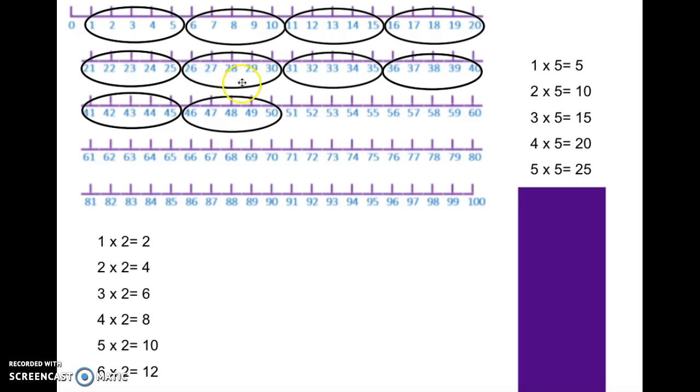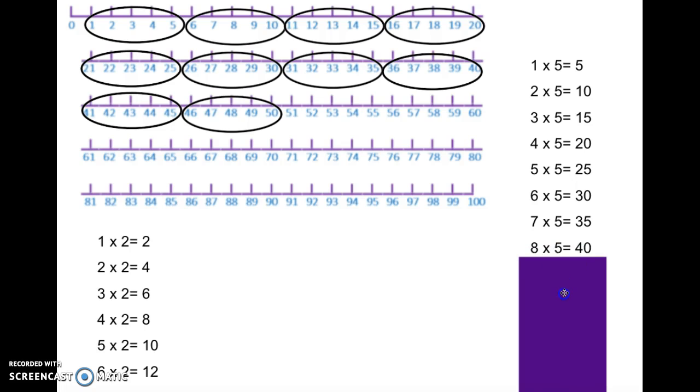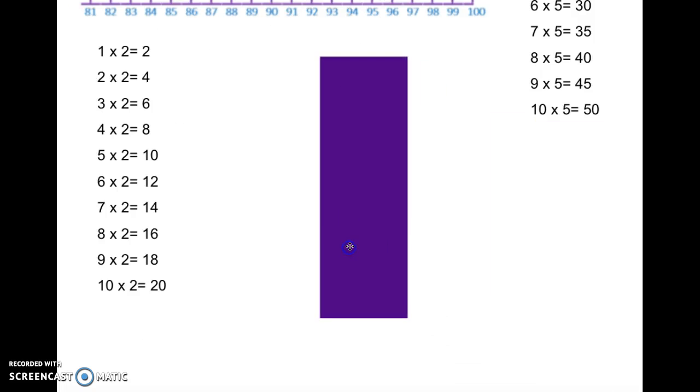6 sets of 5 is 6 times 5 is 30. 7 sets of 5 is 7 times 5 is 35. 8 sets of 5 is 8 times 5 is 40. 9 sets of 5, 9 times 5 is 45. And lastly, we've got 10 sets of 5, which is 10 times 5 is 50.